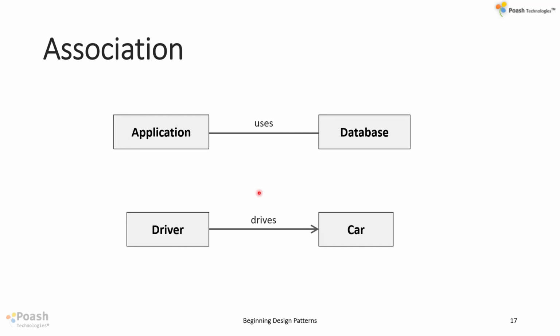The association relationship can also be shown with this arrow. So here, Driver drives the Car. It does not mean that Driver owns the Car object. It simply implies that Driver uses the features of Car. Note that association is the weaker form of relationship as compared to aggregation. We will see and understand in subsequent lectures how these relationships are implemented in code.